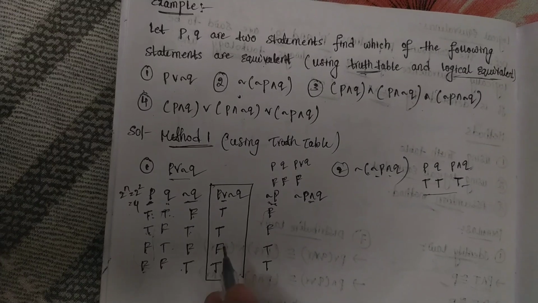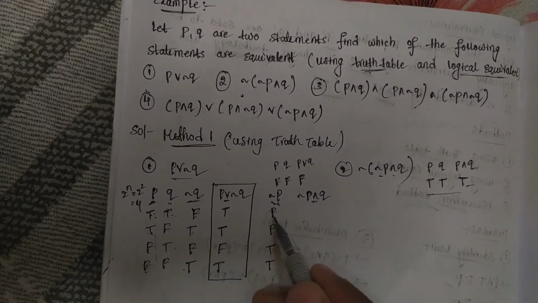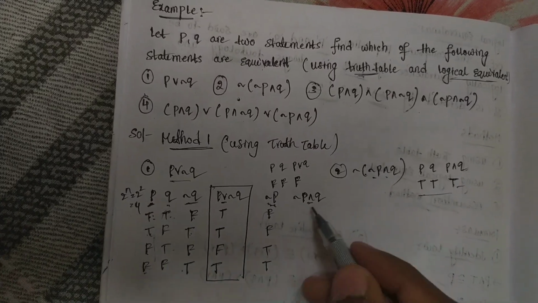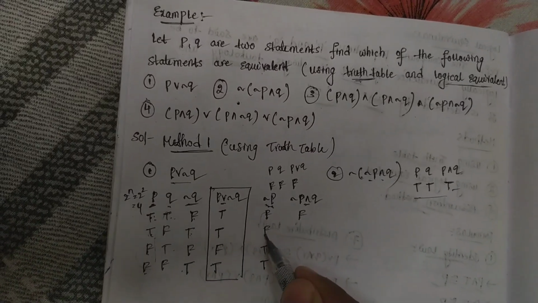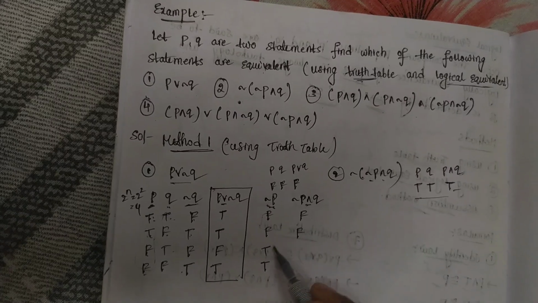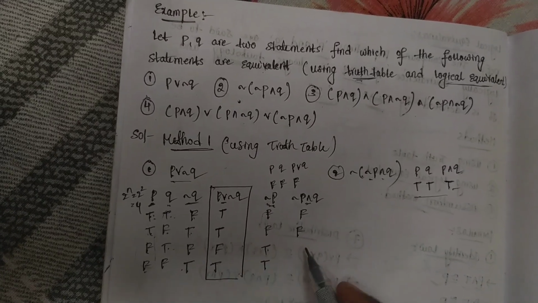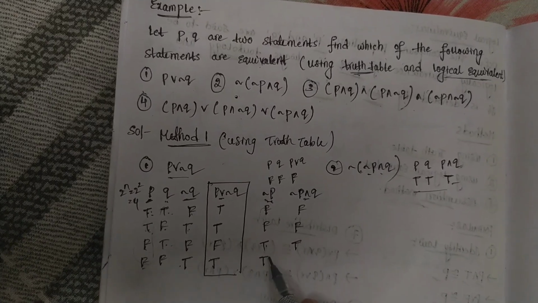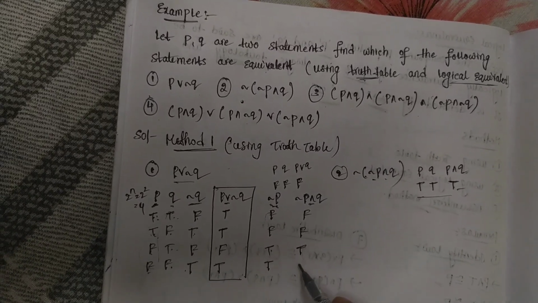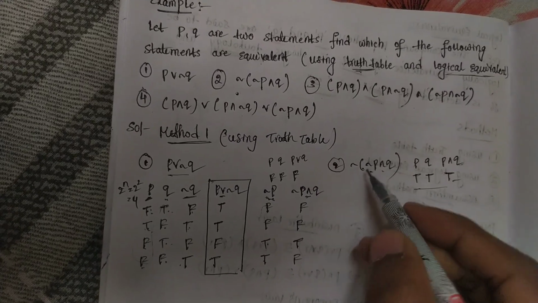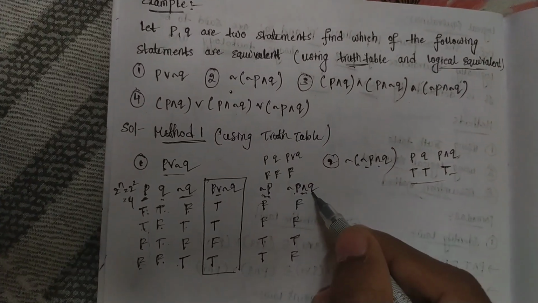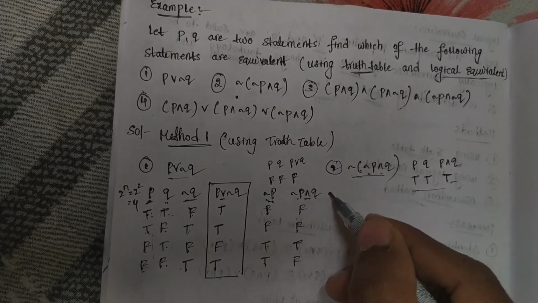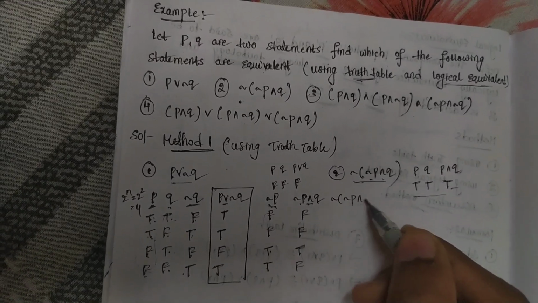So here false is there in negation P and in Q true is there, so we get false only. Here false, we get false only. Here true, so it is also true only. Here true, here true, here false, so we get false only. Now we have found negation P and Q. Here we have to find the negation of negation P and Q.